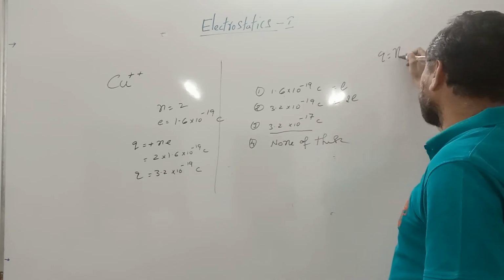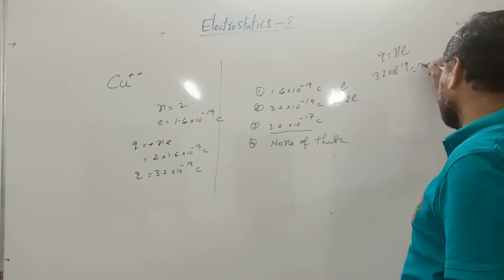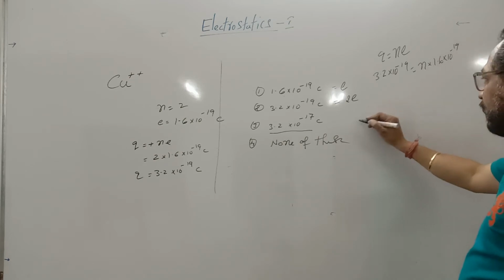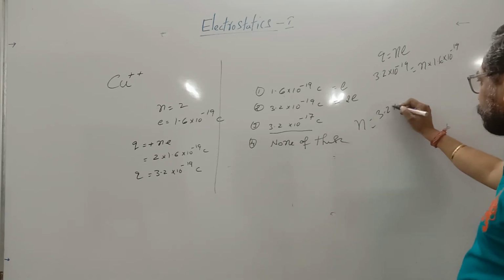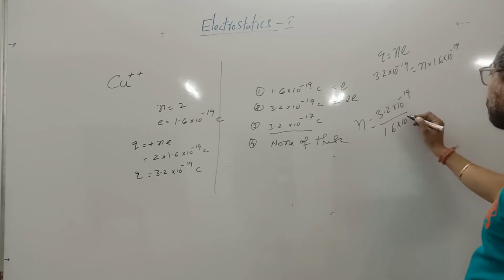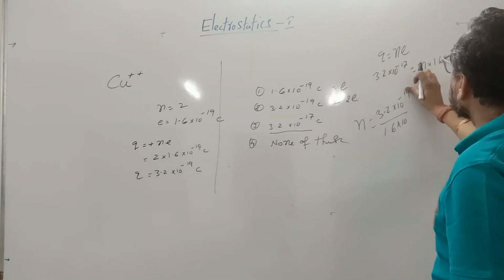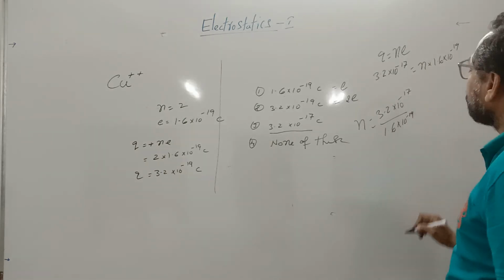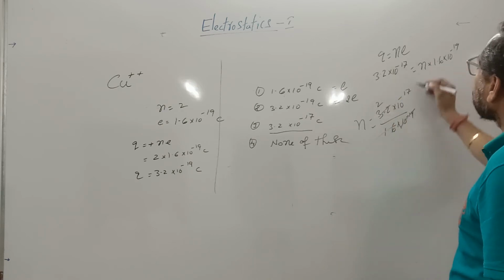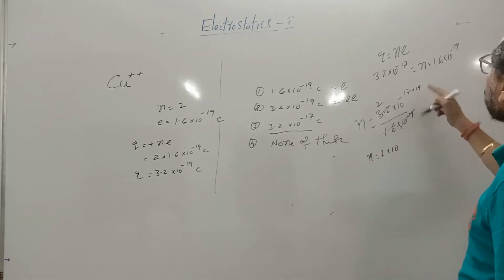Q is equal to NE. Q is given 3.2 into 10 to the power of minus 19 and find out करेंगे. E is 1.6 into 10 to the power of minus 19. Therefore, N is equal to 3.2 into 10 to the power of minus 19 divided by 1.6 into 10 to the power of minus 19. 1.6 times 2 is 3.2, minus 19 shifted, plus 19. Therefore N is equal to 2 into 10 to the power 2.